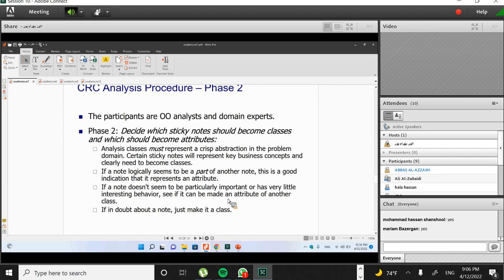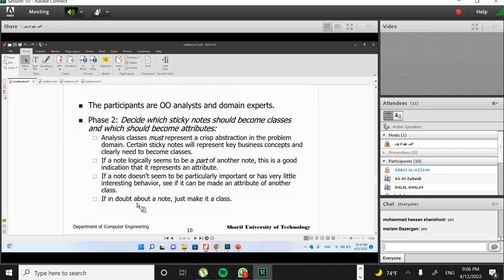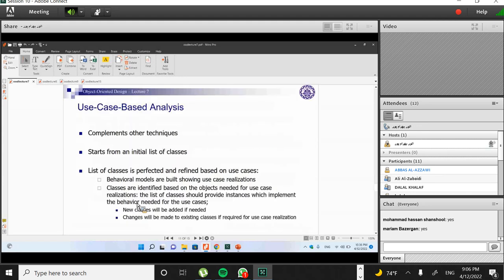If in doubt about classes, make them more perfect, and probably they initiate our design classes in the next phase. That is all you need about the CRC card. So the second technique of identifying analysis classes is using the CRC card.